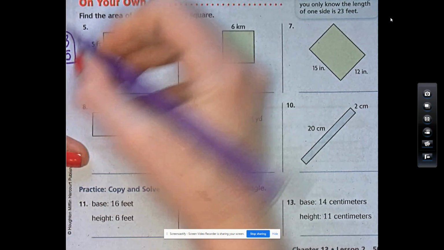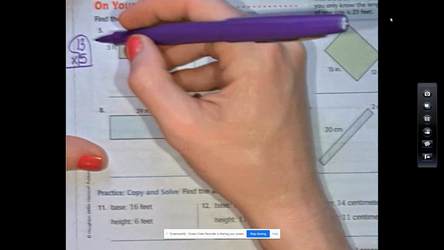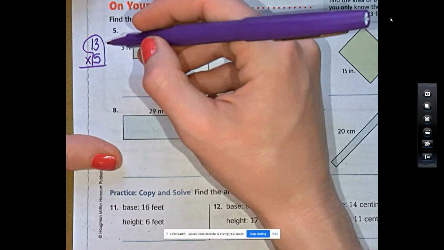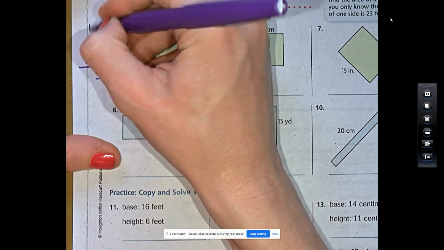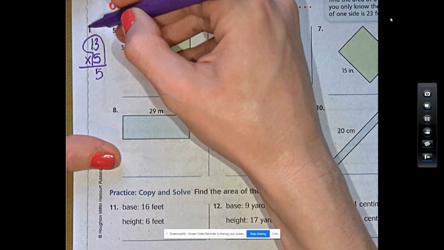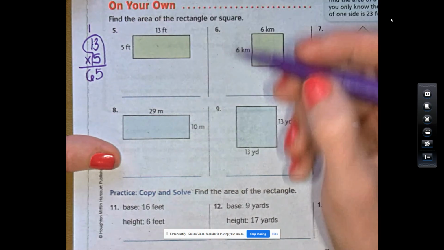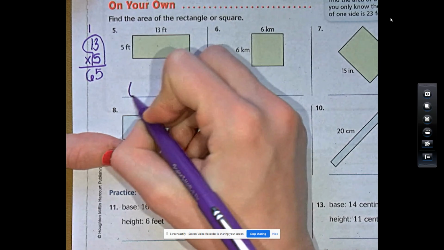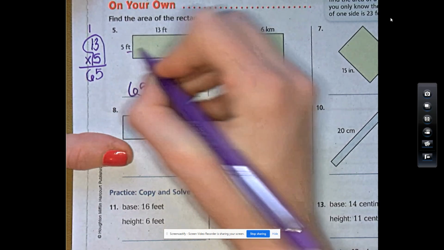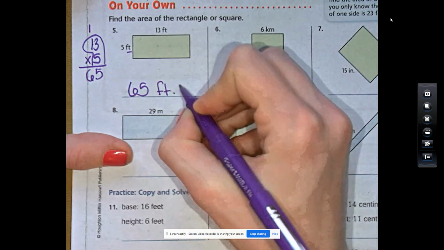5 times 3, I'm off the page, is 15. 5 stays, 1 goes up. 5 times 1 is 5, plus 1 more is 6. I only get one row because I don't have any numbers outside the neck. So it's 65 feet squared.